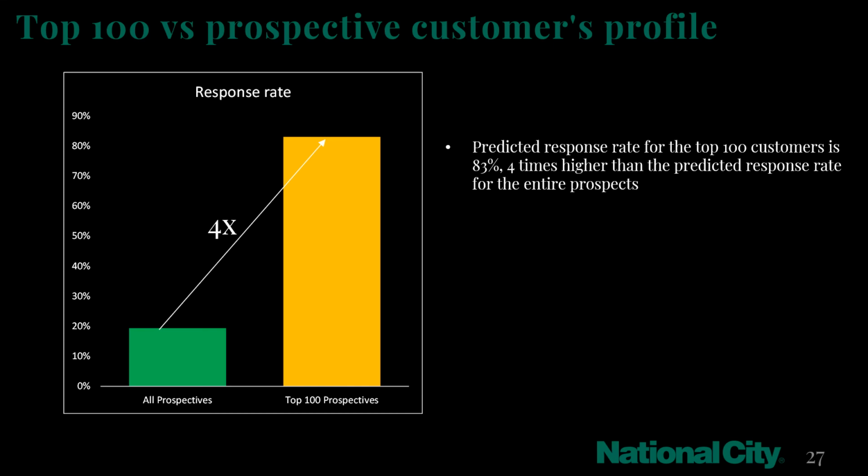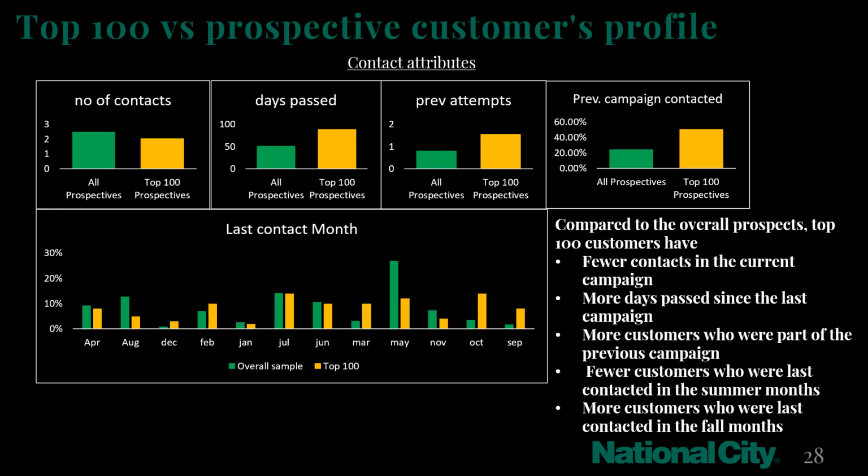So let's look at the top customer profile. Once the model is developed, we looked at the top 100 customer profile, and obviously the predicted response rate for the top 100 customers is 86%, which is 4 times higher than the predicted response rate for the entire prospect population.